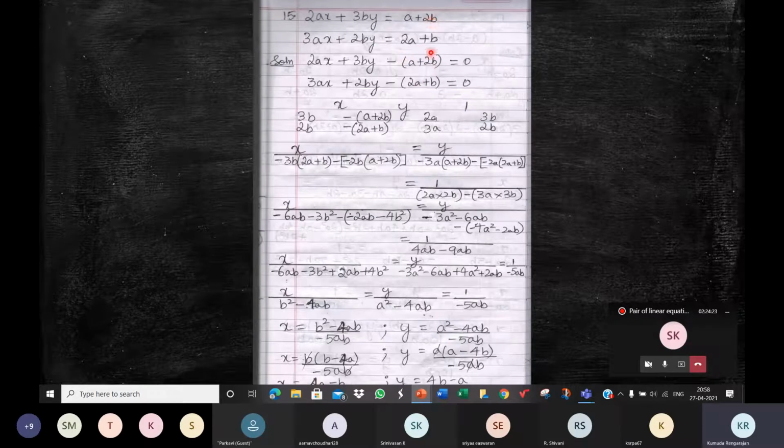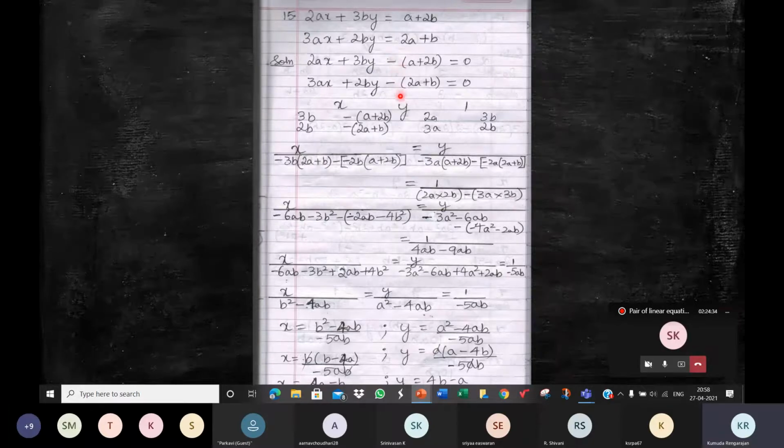So a plus 2b and 2a plus b as it is in the bracket. See here, a plus 2b as it is, 2a plus b as it is. When you transpose, when you bring them to the LHS, just fix a minus sign before them. Write the expressions as they look in the bracket. Whatever they are, just put them in a bracket. And before the bracket, they have a plus sign. So when they're transposed, the plus becomes minus.